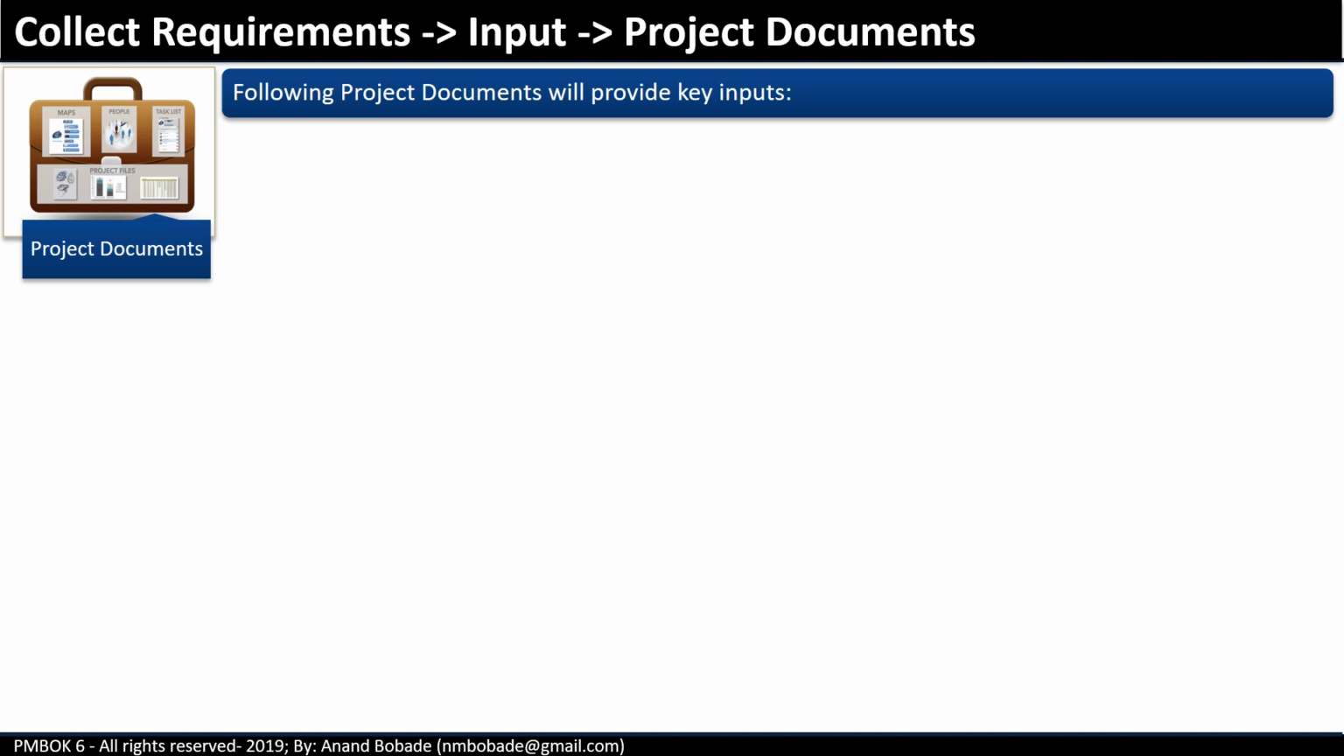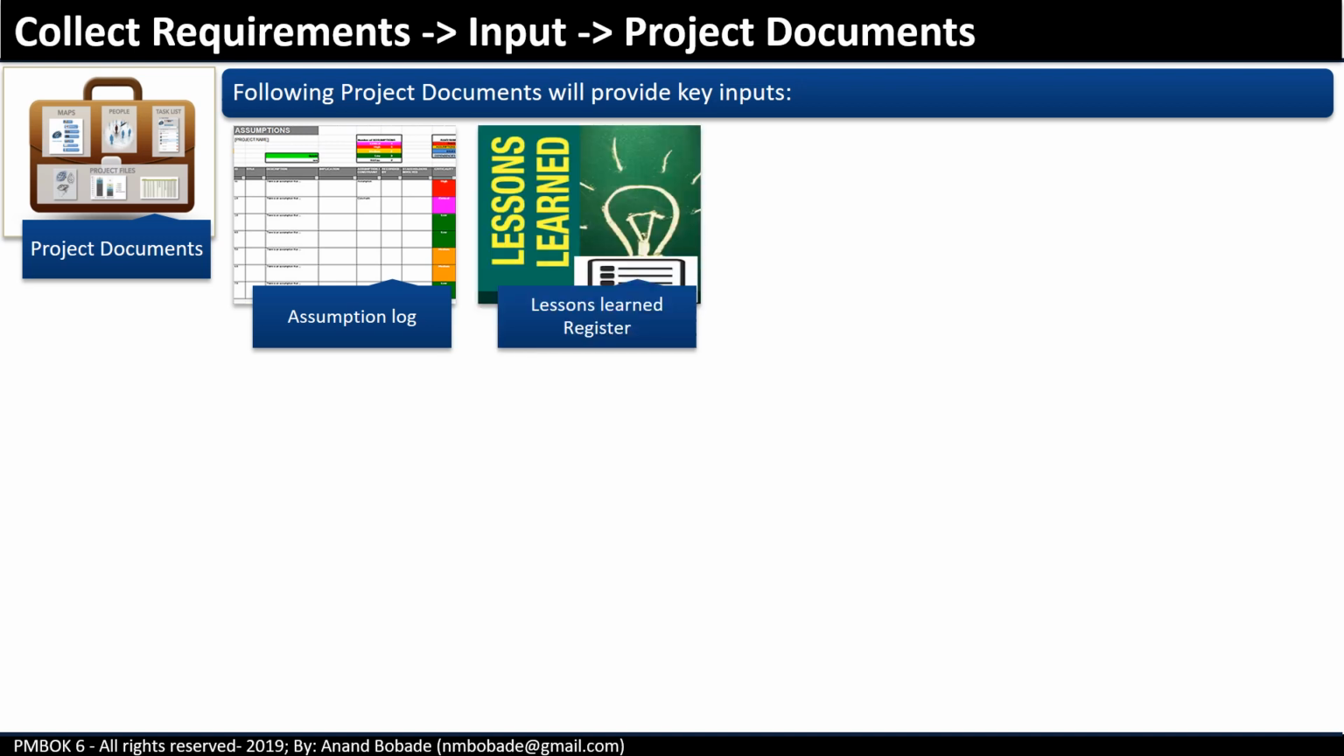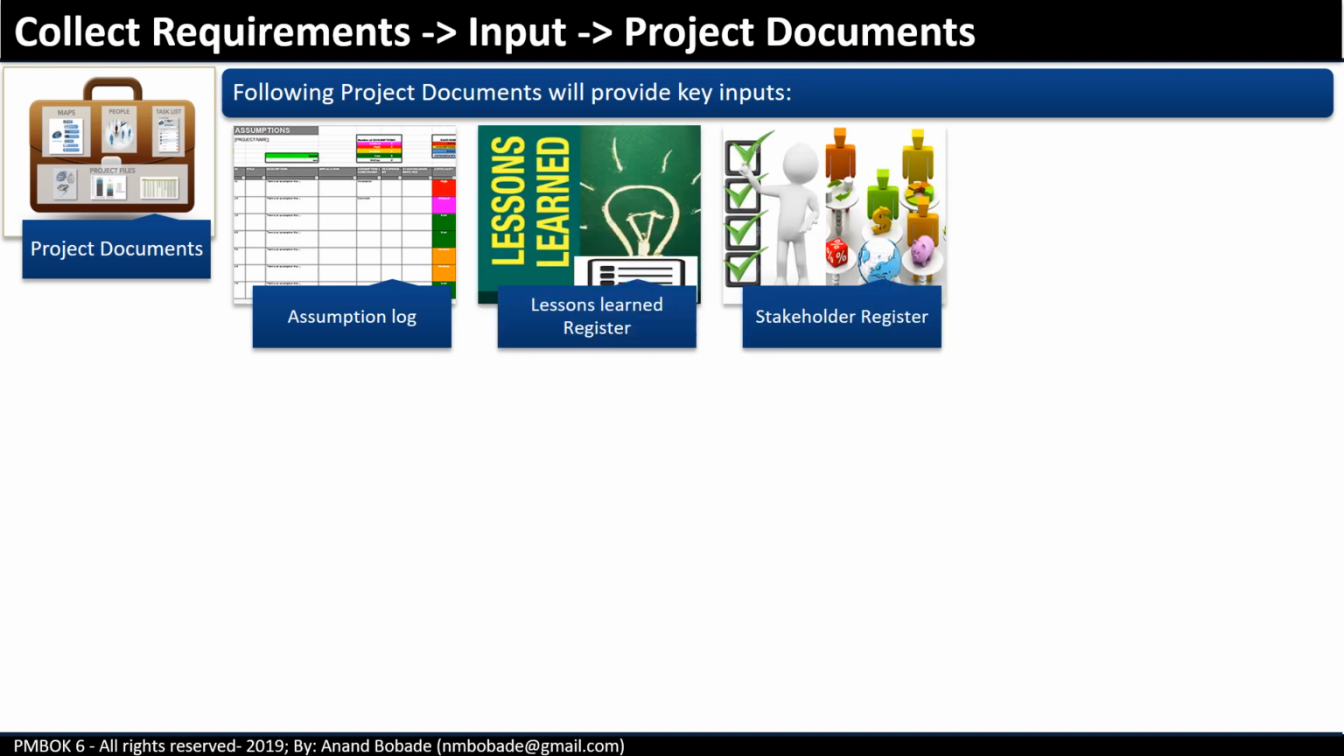Project documents which may be considered as input for this process are assumption log, lesson learned register, and stakeholder register. Assumption log contains high-level strategic and operational assumptions and constraints. Those are identified in the business case and flown into the project charter. These high-level assumptions will be updated during the process based on the discussions and further stakeholder agreements.